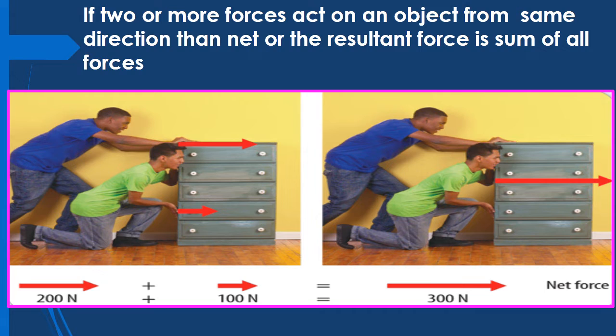The one with the higher magnitude, that is 200, is represented by a longer arrow, while the one with the smaller magnitude is shown by a smaller arrow. Now as both of them are pushing in the same direction, the net force with which the object will move towards the right will be the sum of both the forces, that is 200 plus 100, which gives 300 Newton. So the object will move towards the right with a net, or total, or resultant force of 300 Newton towards the right direction.